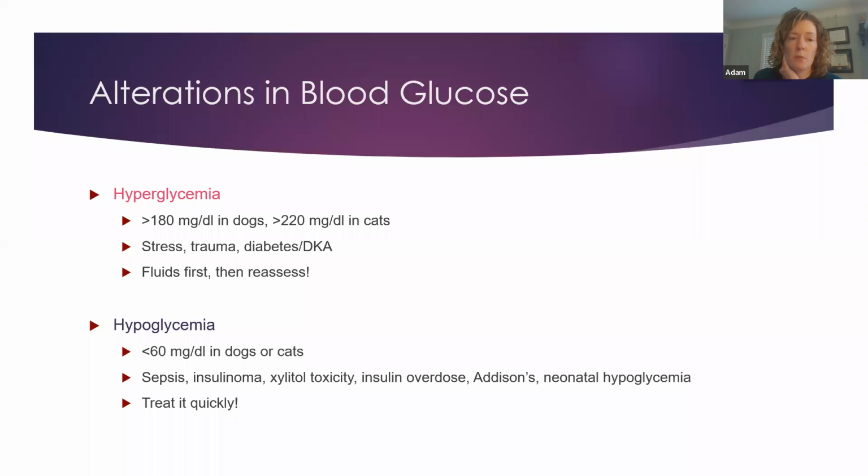Usually in most of these patients, we're not going to treat their hyperglycemia right away with something like insulin. We're going to give them fluids and reassess them and then decide if the hyperglycemia is persistent, if further treatment is needed.